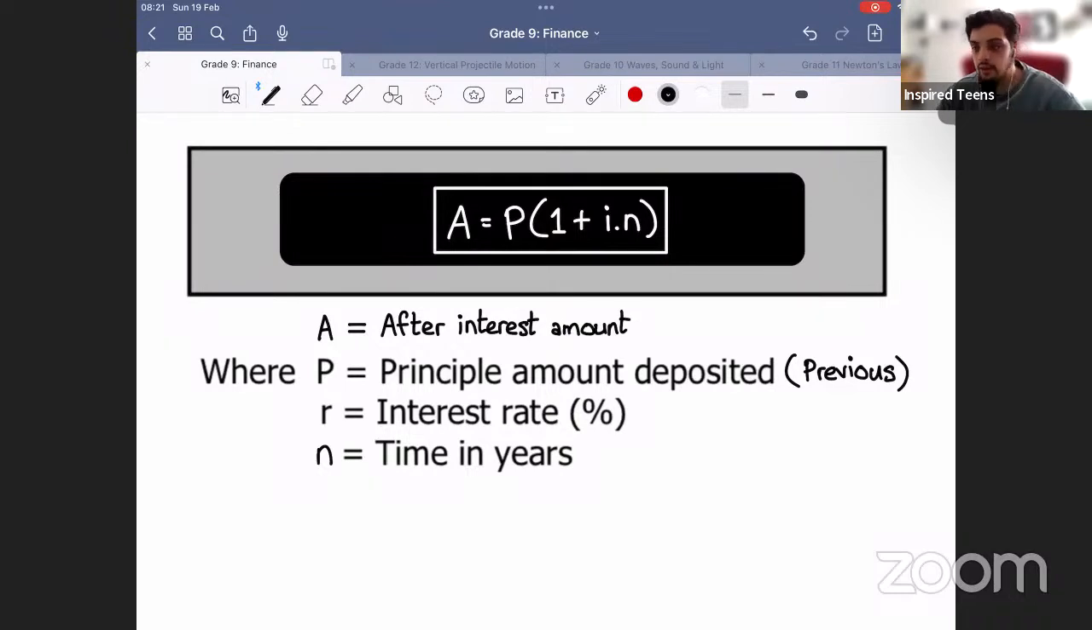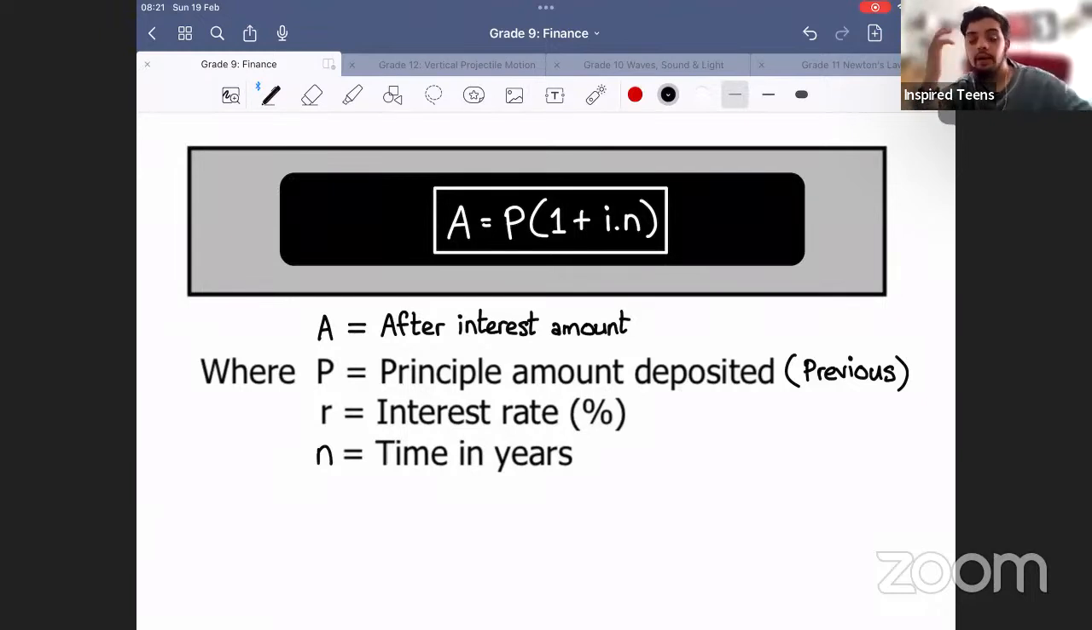It is a simple interest formula, right? I think we all pretty much know what interest is. Interest is basically if you take a loan or if you're borrowing money, when you're paying that money back, you're always going to pay extra than what you borrowed. Okay, so that's what interest is. Alternatively, you could earn interest as well.